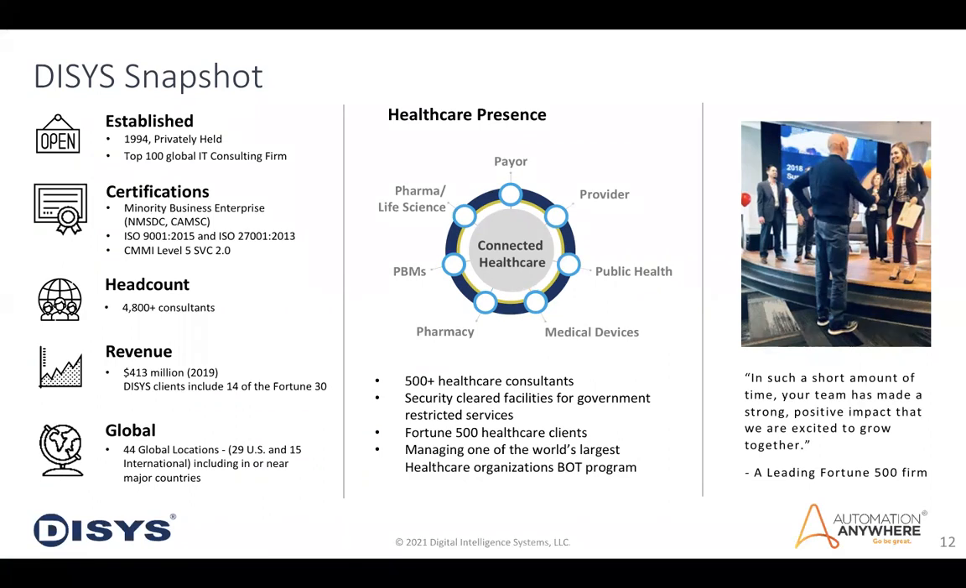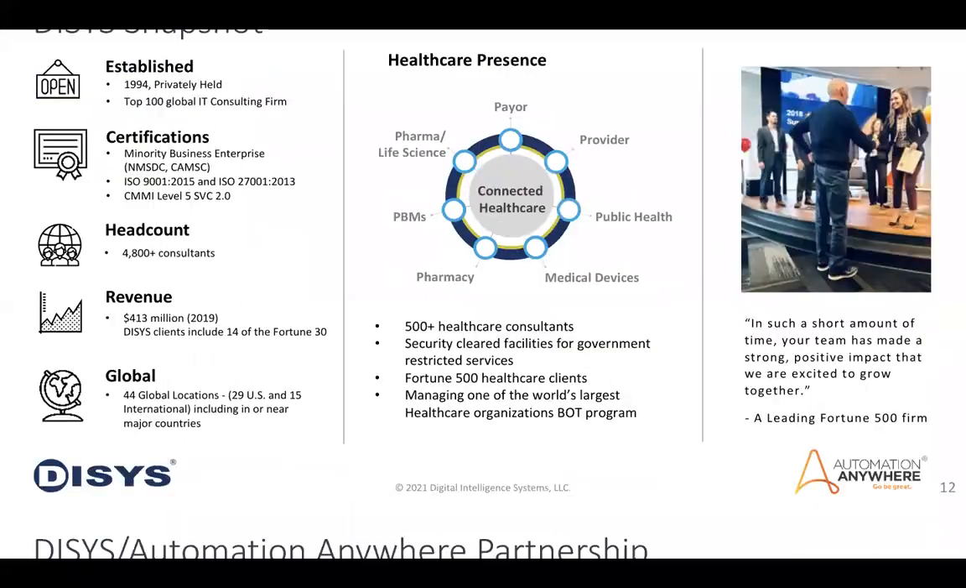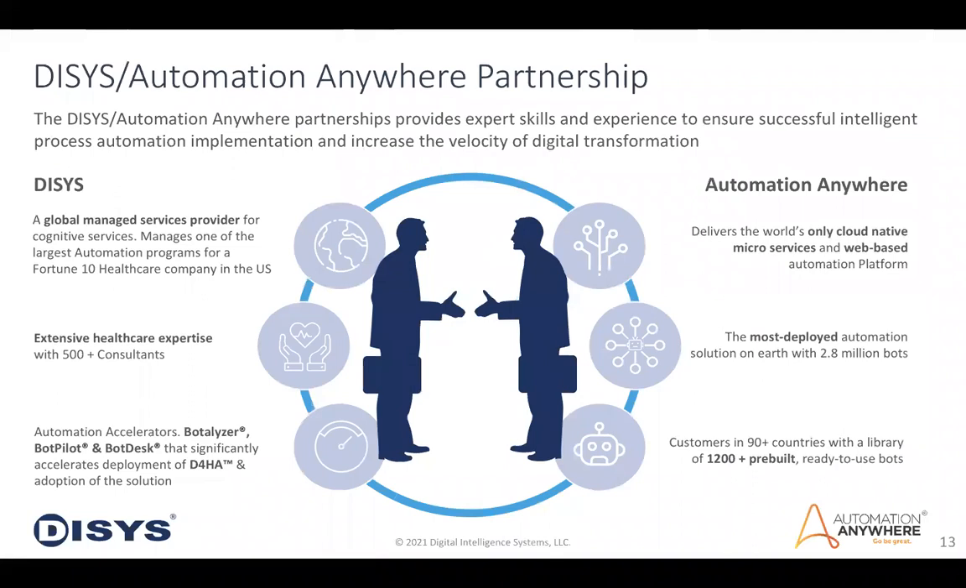And in healthcare, what we call the connected healthcare ecosystem, we service a whole bunch of customers, Fortune 500 customers and smaller customers as well, across provider, payer, pharma, life sciences, PPMs, and med devices. So we understand how this connected ecosystem in healthcare works. It's a reasonably sized company with strong roots in automation. A quick snapshot: a large Fortune 500 company said that in a short amount of time, the DISYS team was able to make a huge impact and difference for the business. So with that, it's a good handshake from your perspective.